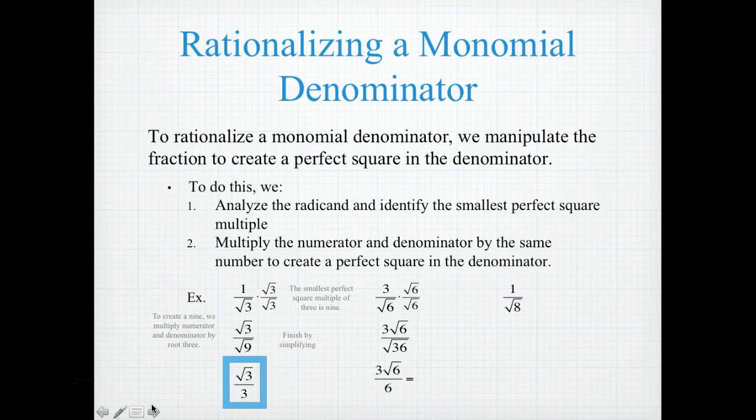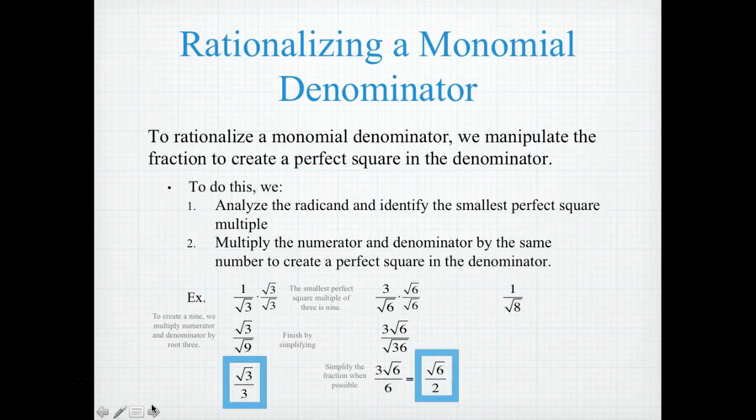Now, while we cannot cancel out the 6's because the 6 in the numerator is expressed as a radicand, we can simplify this fraction because the 3 and the 6 both contain a common factor of 3. Dividing out the 3 gives us root 6 over 2.